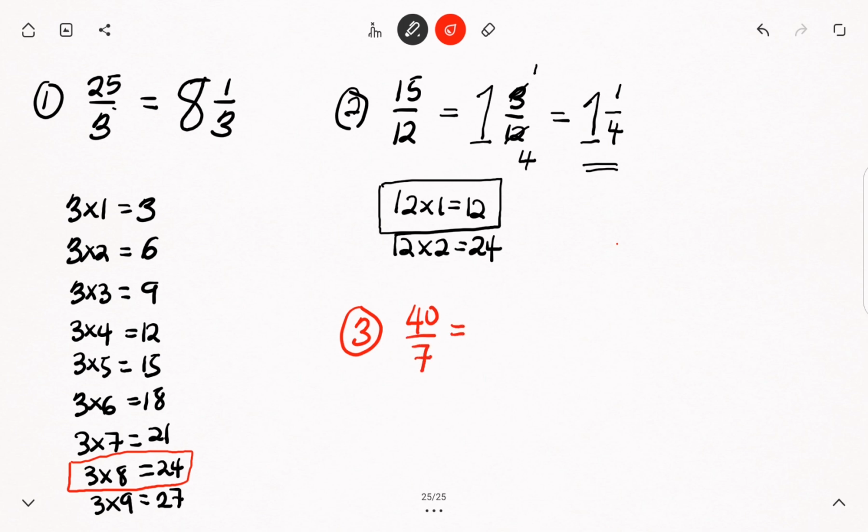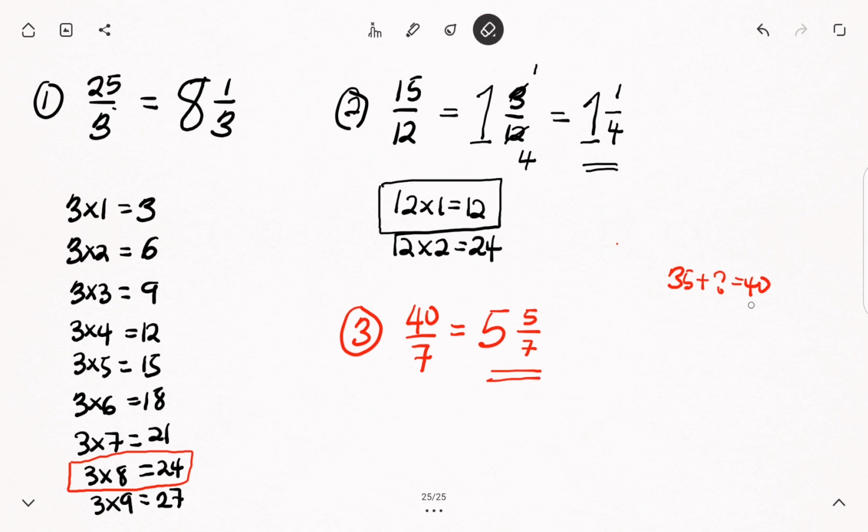Okay, so if you do your multiplication table, you realize that 7 will divide 40, or 7 will go into 40 5 times, and that 5 times 7 is 35. So 35 plus what will give us 40? That is 5. It will be left with 5 again. So we write that 5 small, then we divide it by the 7 over here, and this becomes our answer.